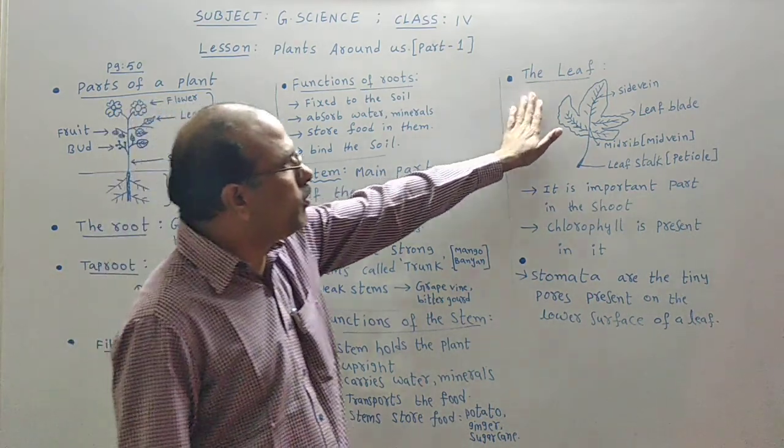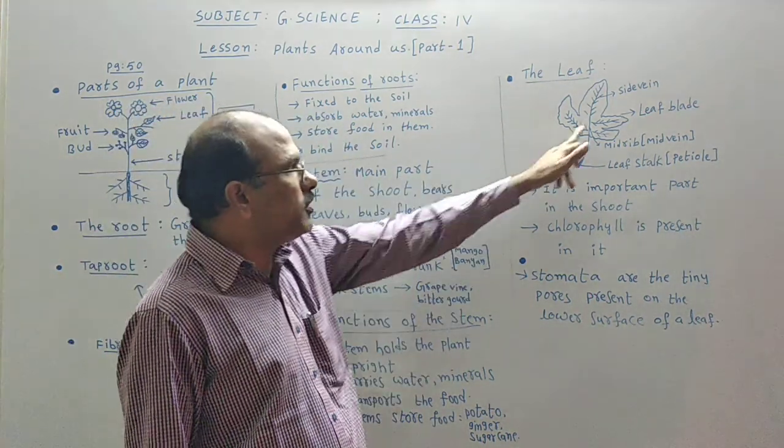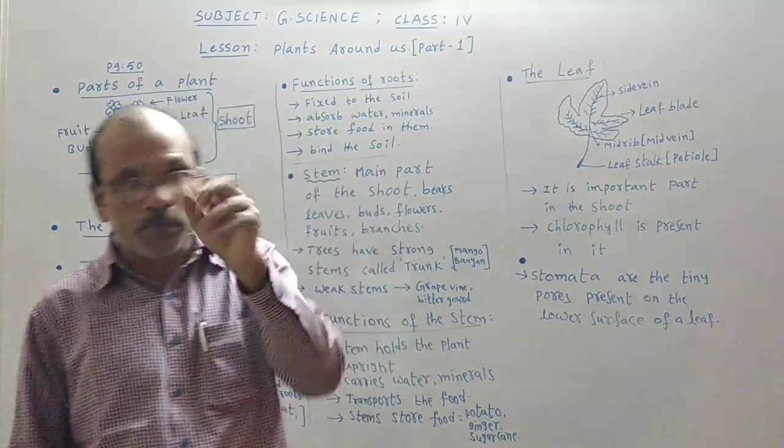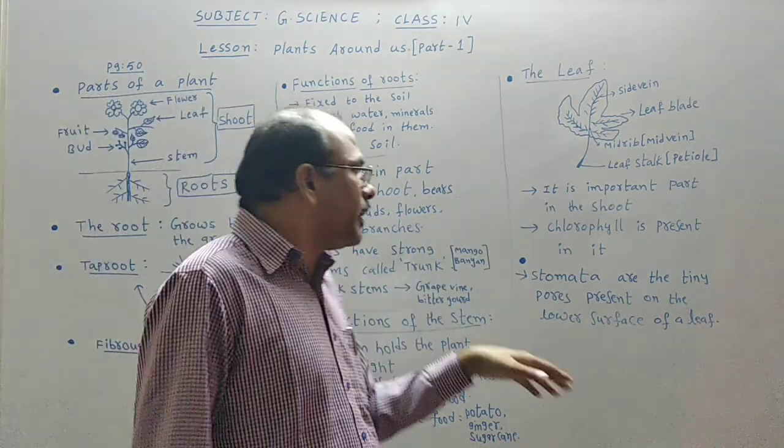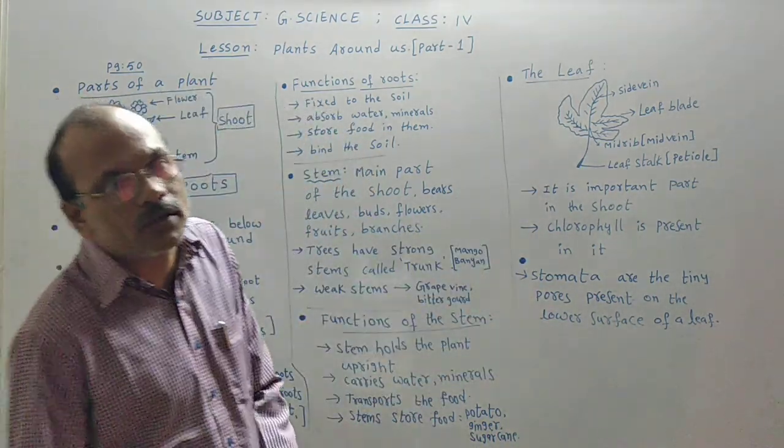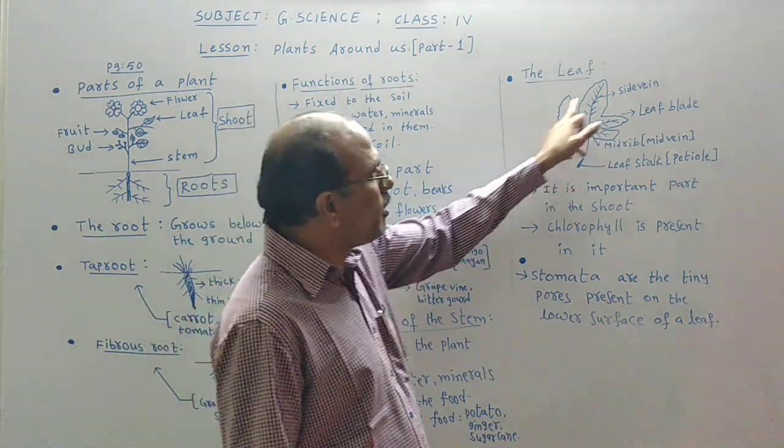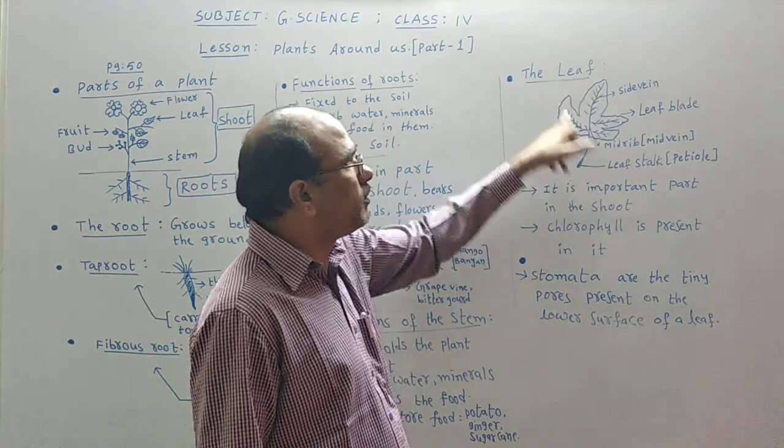Let us see about the leaf. You know, it is the picture of a leaf. There are some parts of the leaf we will come to know. Again, we will discuss other parts of it. Here, this is a picture or the diagram of the leaf.